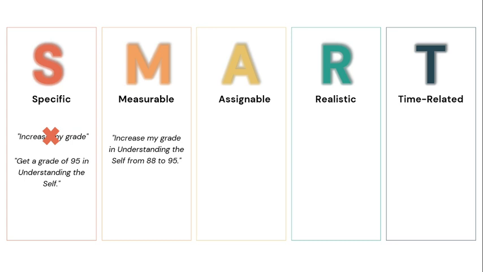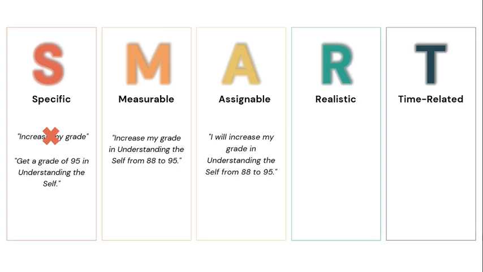So let's improve it. Increase my grade in understanding the self from 88 to 95. We answered the question earlier. And make it assignable. You can simply add "I will," so that you can show a connection. You can build a connection between you and your goal, meaning that it is your personal commitment.